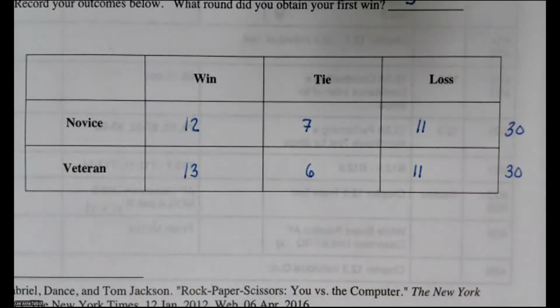Okay. Hopefully you guys are close. The next thing I need you to do is find the total of your three columns, so find your total wins, total ties, and total losses.